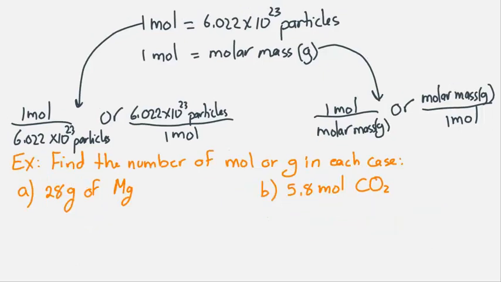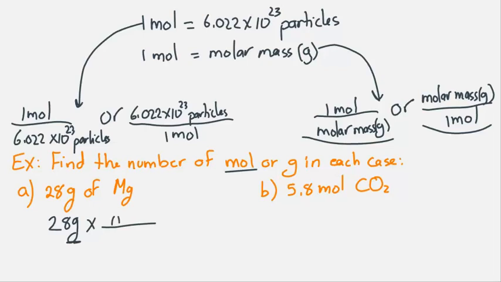Find the number of moles or grams in each case. Part A, 28 grams of magnesium. So the given is 28 grams times. I want to change it to moles. So I need to use the other relation where I have mole and gram. Now I need to put the old unit down, which is grams, and I need to put the new unit up. Why? Just to cancel it.